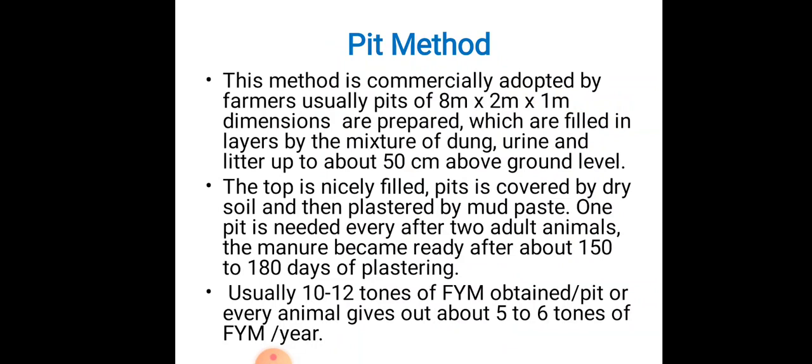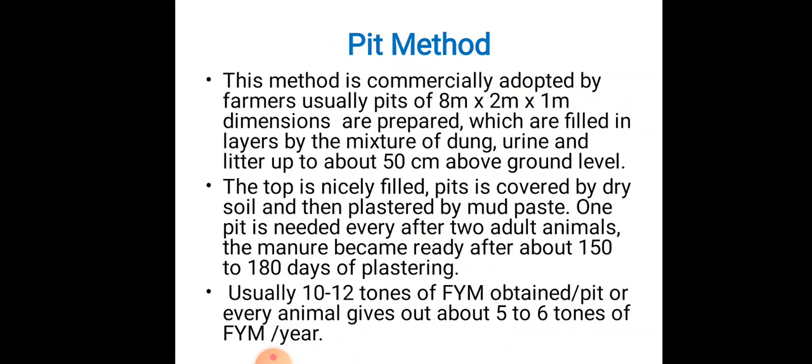Then pit method. In pit method the farmers usually dig a pit 8 meter in length, 2 meter in width and 1 meter in depth. So these are the dimensions of the pit. And in this pit the mixture of dung, urine and litter is stored and the layers are given sequentially. So this is the pit method.